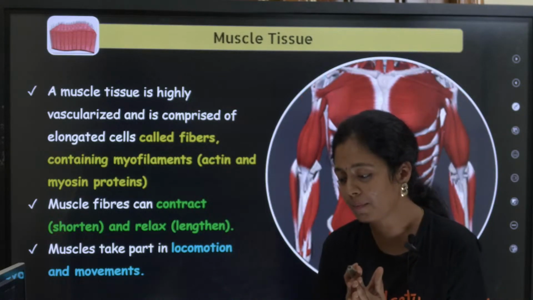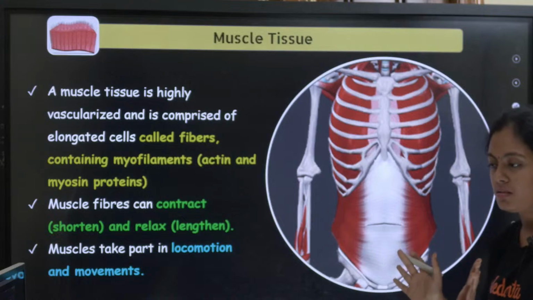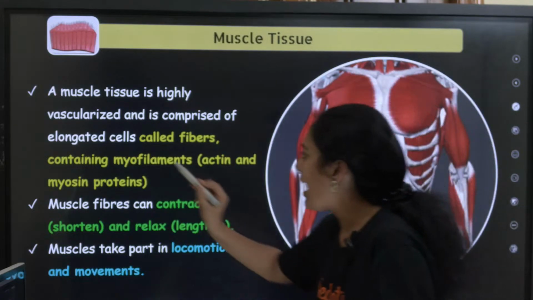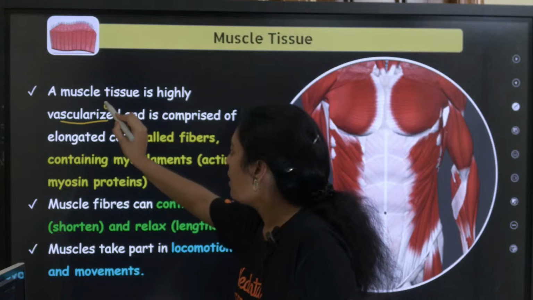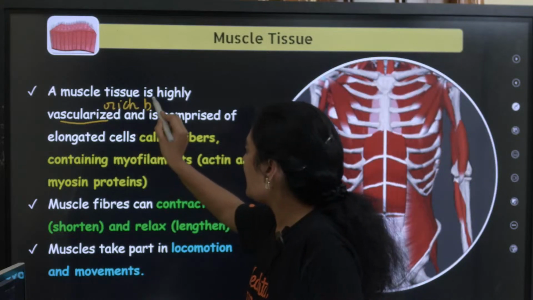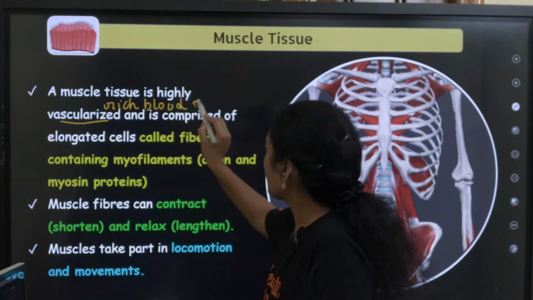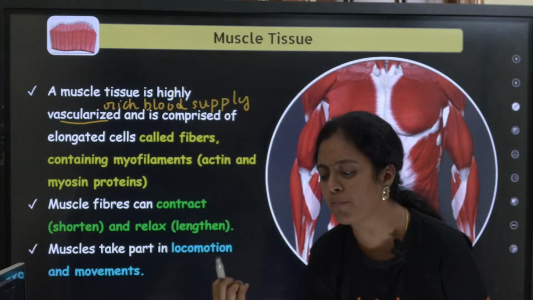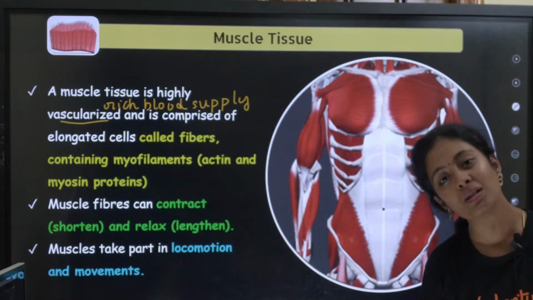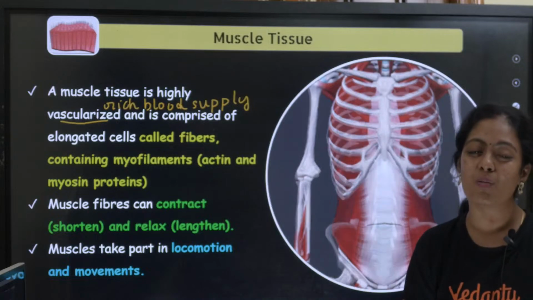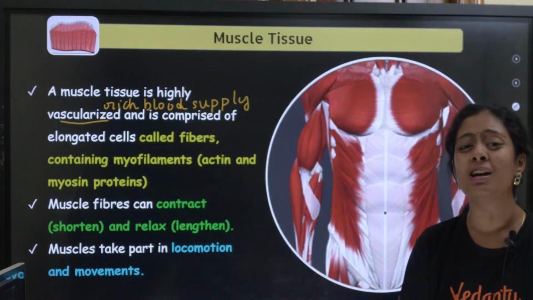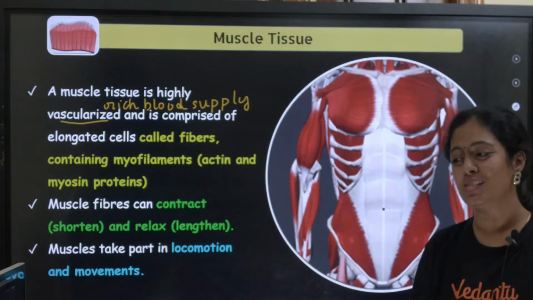We can understand it that way too. Okay, now let's go to muscles. Okay, a muscle is highly vascularized. What is highly vascularized, guys? Rich blood supply. Very, very important. Why does the muscle need so much blood supply? They are working so much continuously. Right now, while I am talking, the muscles in my mouth and the muscles in my hands are all working. So they need more and more oxygen.